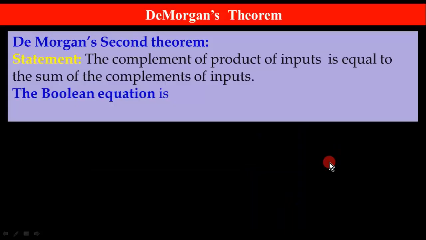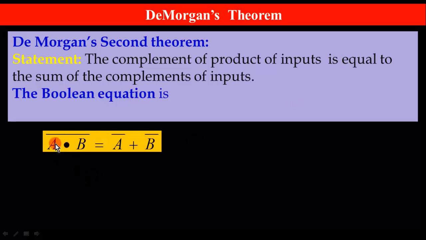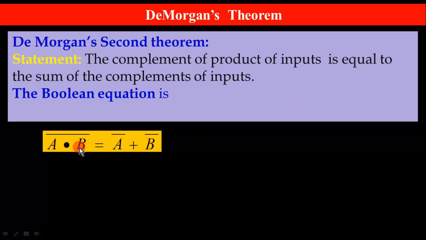Now let us consider De Morgan's second theorem. It states that the complement of the product of inputs is equal to the sum of the complements of the inputs. So how do we write the equation? Firstly, the complement of the product of inputs A and B, and this is always equal to the sum of the complements of the inputs. So this is the statement and Boolean equation for De Morgan's second theorem.